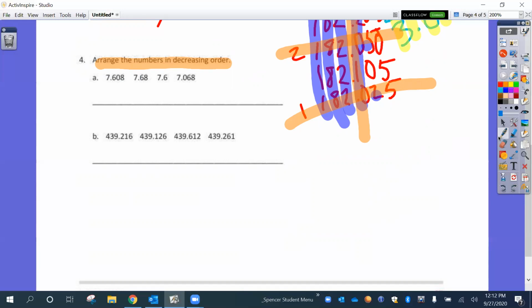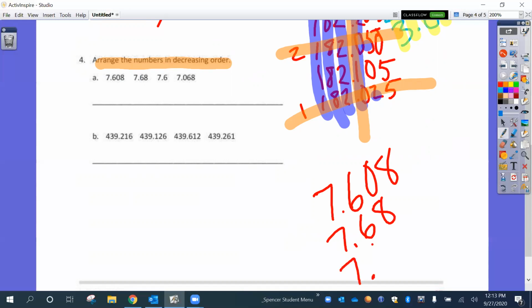So let's line them up. So 7.608, 7.68, 7.6. Oh, I ran out of room, so I'm going to write this other number on the top of these. 7.068. Okay, remember you could represent these empty spaces with zeros. So now let's start comparing. We're looking for the largest number.